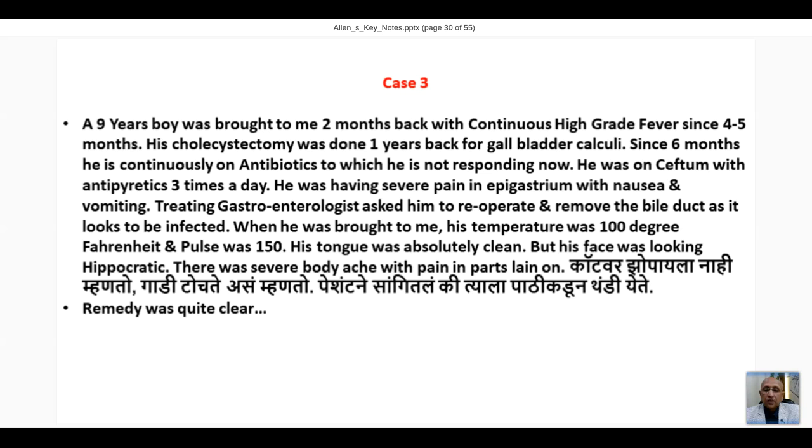And in this picture, I have got one important clue. What is the keynote? That pulse is out of proportion to his temperature. That was a very important thing, one must find it out. So the remedy, everyone knows. If anyone wants to add, you can add your remedy. It is very clear. Yes, sure, it is Pyrogenium.